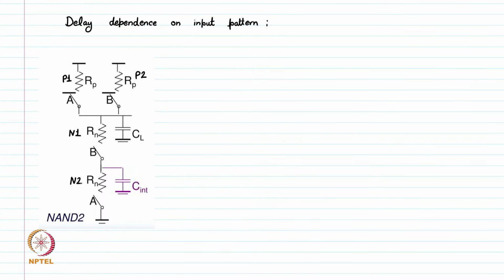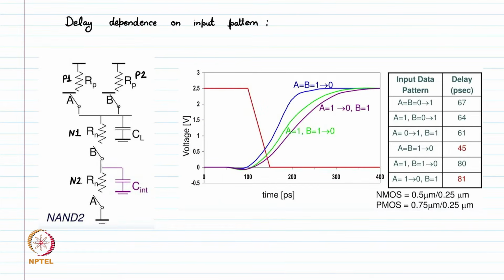If we do various analyses for multiple input patterns, then we have this kind of graph. This is a general simulation done for PMOS and NMOS of these particular widths and lengths. This is 250 nanometer technology, and the PMOS width is 0.75 micrometer, NMOS width is 0.5 micrometer, and the length is the same, 0.25 micrometer for both PMOS and NMOS. Now we have these input pattern data.